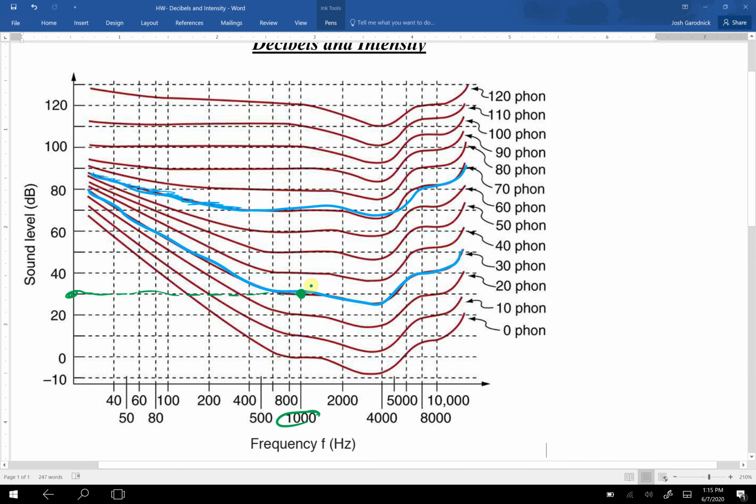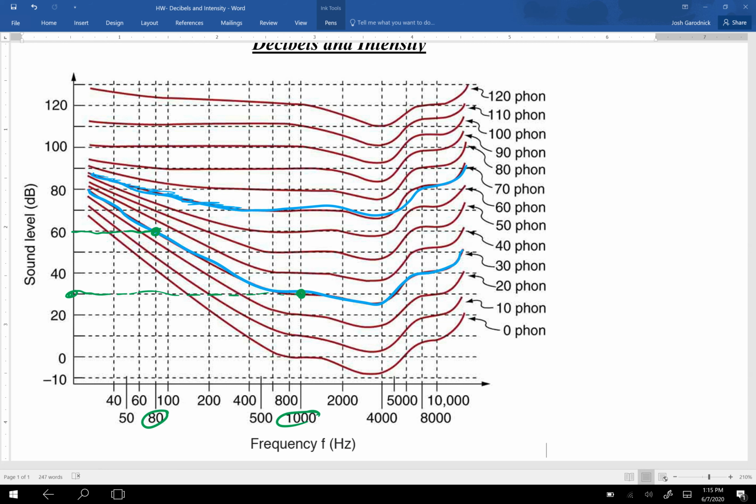I'm going to trace this line, the blue line, up. I'm going to go over to actually 80 hertz. So here's 80 hertz, and I go up, make a dot, and move over. So what does this mean? Now we're at 60 decibels. Are we hearing 60 decibels? No, we're not hearing 60 decibels. We're hearing 30 fons. Again, this is what it sounds like to us.